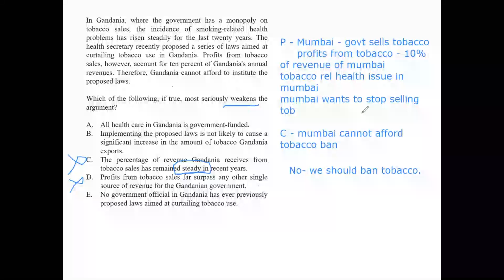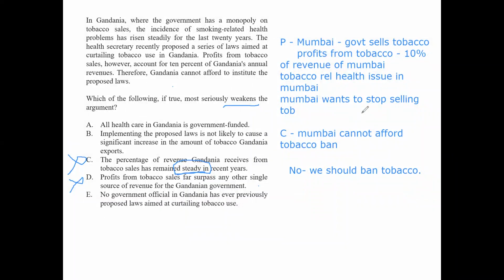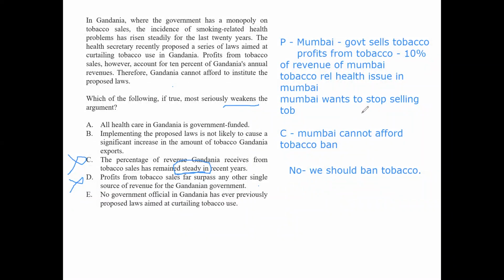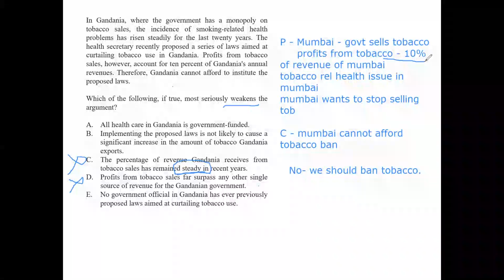Why Mumbai cannot ban the tobacco? Why are they saying that no, we cannot afford banning tobacco? What is the primary reason? I'm asking you. Why are they unable to go for the plan? Because 10% of their profits are coming from that. Yes, exactly, that is the reason. Revenue is coming.